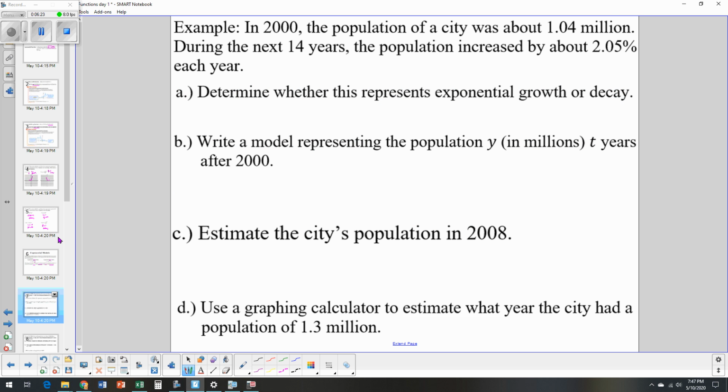In our first example here, in the year 2000, the population of a city was about 1.04 million. During the next 14 years, the population increased by about 2.05% each year. Determine whether this represents exponential growth or decay. So because they use the word increased, we're going to call this growth.